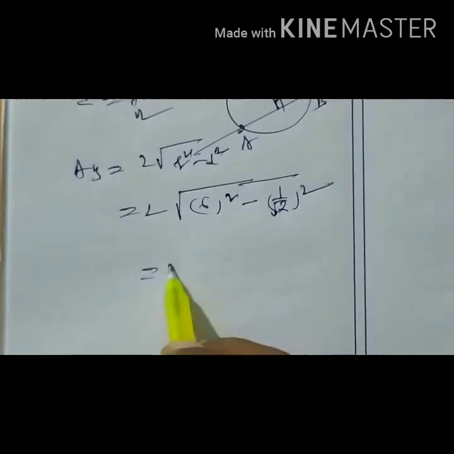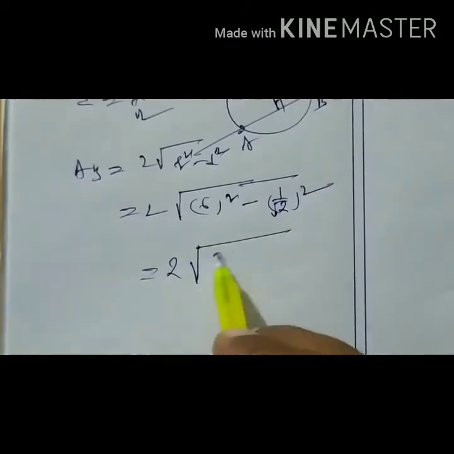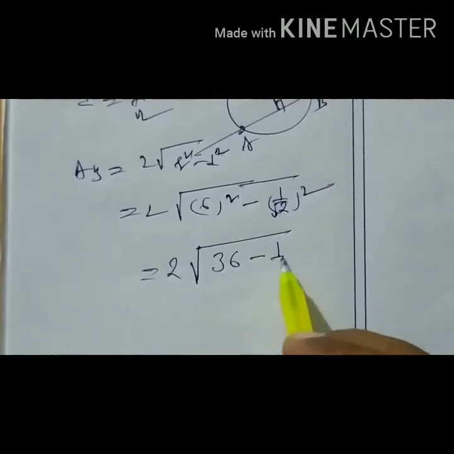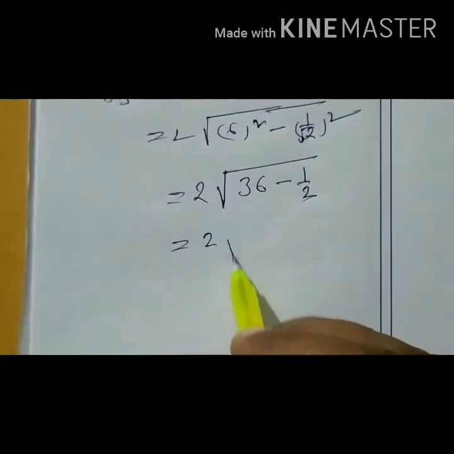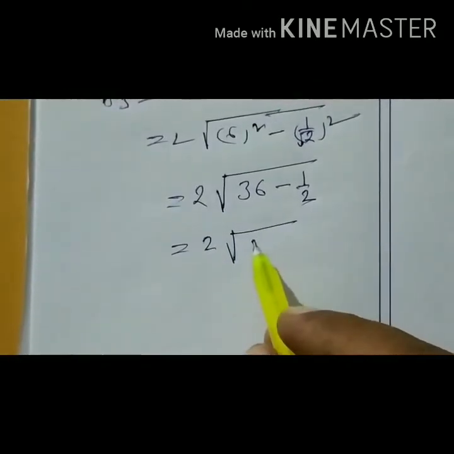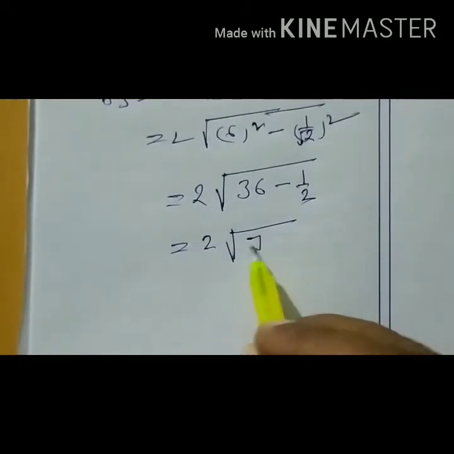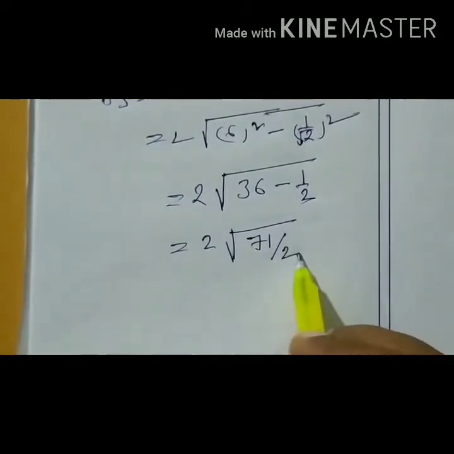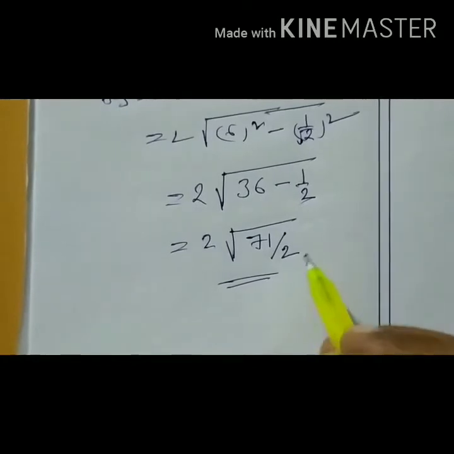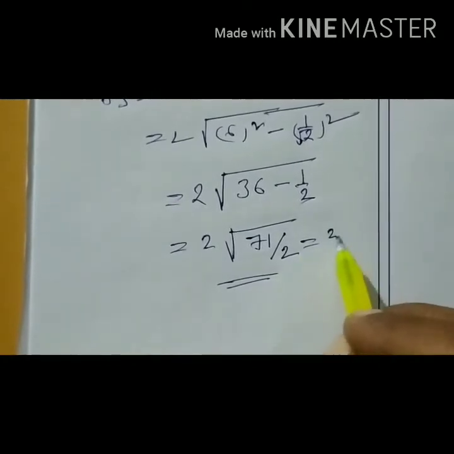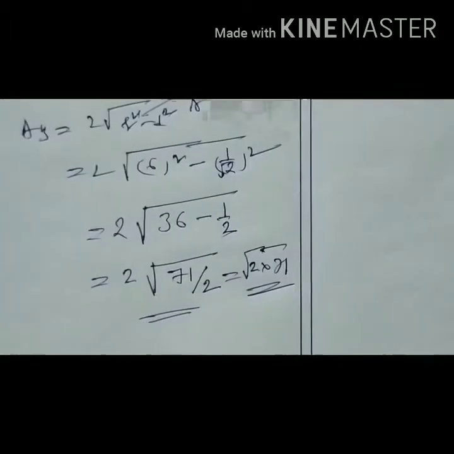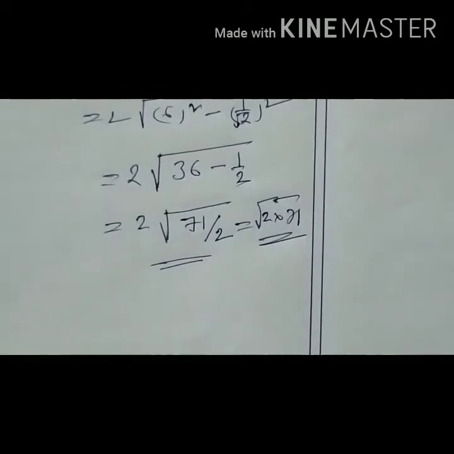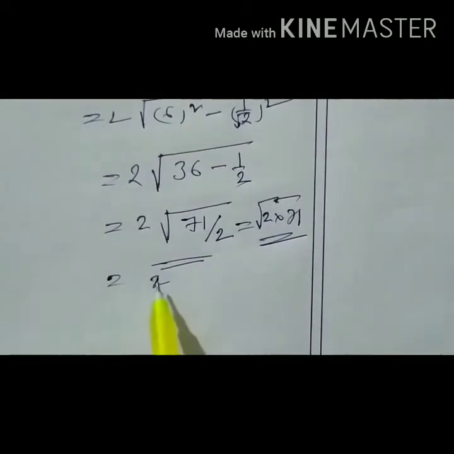That implies 2 into root over r square, where r is equal to 6, so 6 square, minus d square, that is (1 by root 2) whole square. That is equal to 2 into root over 36 minus 1 by 2, which is equal to 2 into root over (72 minus 1) by 2, that is 71 by 2. By simplifying you will get root over 2 into 71, that is root 142. This is the length of the chord.